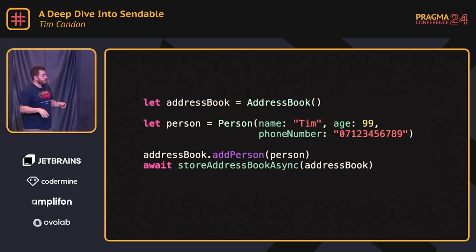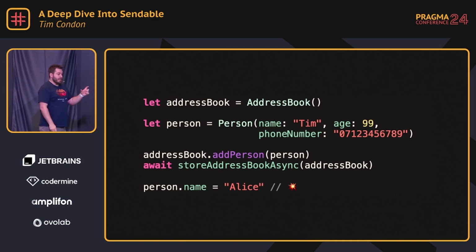This is all fine up until this point. The problem is, I still have a reference to that person. I can then mutate a property on that person, and this could be done at the same time as something that storeAddressBook async has passed it to is also trying to access. And this is a classic data race, and this is where you get crashes. So be very careful about using @unchecked Sendable.